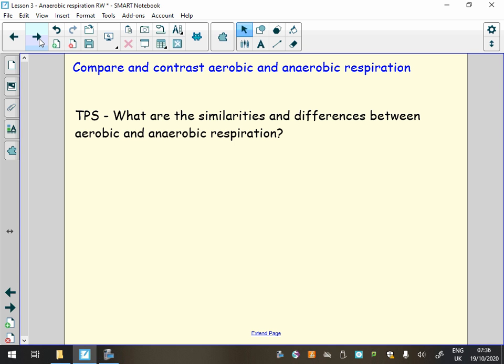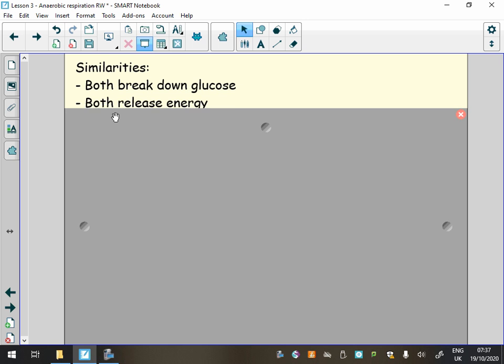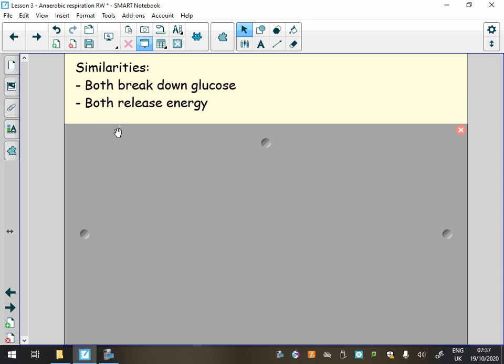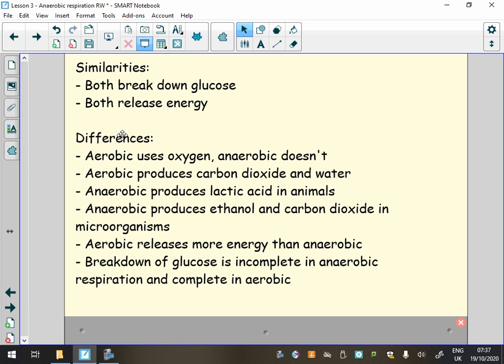Okay, and the final thing we're going to do is comparing and contrasting aerobic and anaerobic respiration. So you need to think about some similarities and differences between the two processes. So for example, aerobic respiration uses oxygen, anaerobic respiration doesn't use oxygen. Some similarities here: they both break down glucose, they both release energy. Differences then: aerobic uses oxygen, anaerobic doesn't.